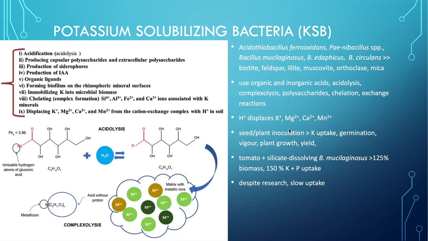So seed and plant inoculation experiments show that when there's increased potassium uptake via these bacteria, germination is increased, plant vigor, plant growth, and yield. When tomato plants are grown with silicate-dissolving Bacillus mucilaginosus, the plants produce 125% greater biomass, contain 150 times more potassium, and also phosphate uptake is increased in these plants as well.